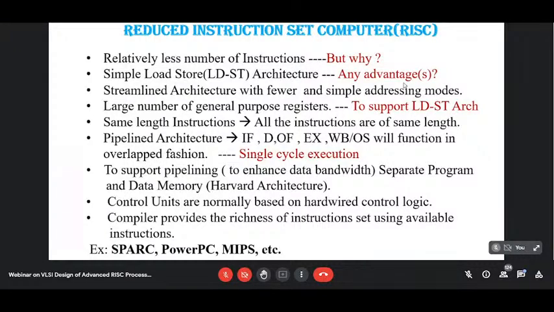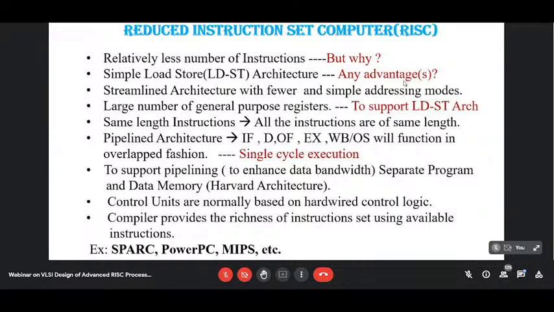So we need to have a larger number of registers. If we have a larger number of registers, then that data, instead of being stored onto the memory, can be stored temporarily in the registers. This is called load store architecture. So in RISC processors, we have a larger number of registers, because we have saved a lot of area from the control unit, and some part we can use for registers. That is the reason the RISC processor has many registers, and it is a streamlined architecture with fewer and simpler addressing modes.